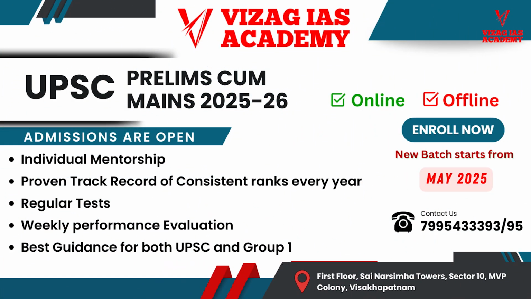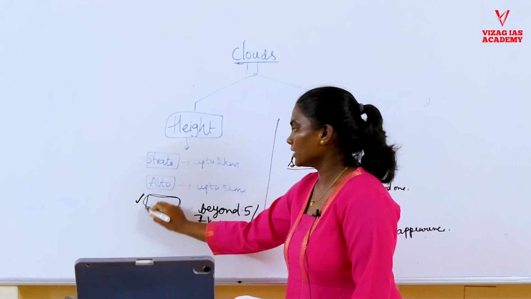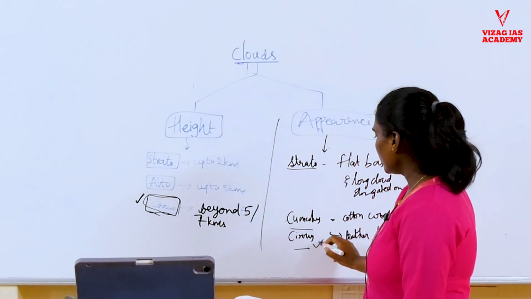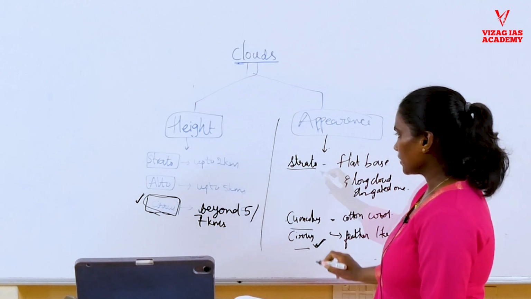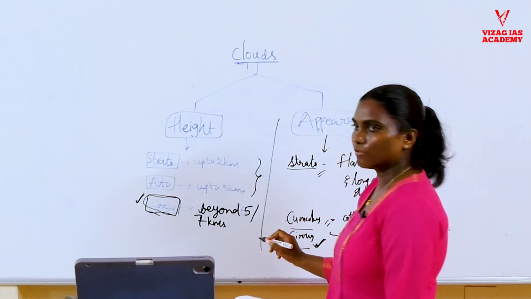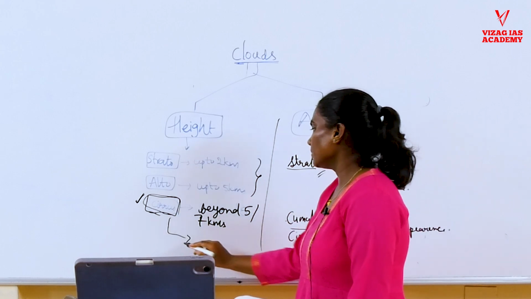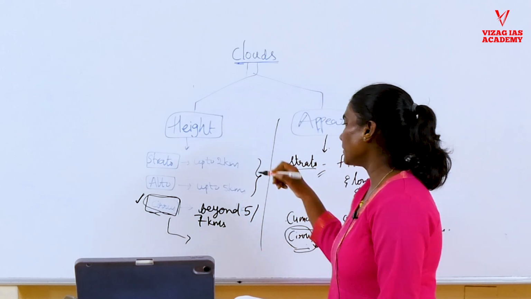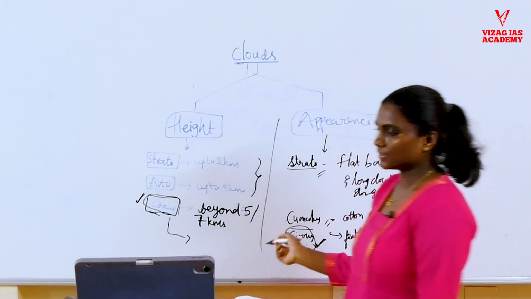One point to be noted is that beyond the height of 7 kilometers, at higher heights, only cirrus-like appearance will be present. No strato and no cumulus. At the lower heights, only stratus and cumulus will be formed. And at the middle heights, all 3 will appear. Cirrus cloud is formed beyond 7 kilometers, or sometimes 5 kilometers.